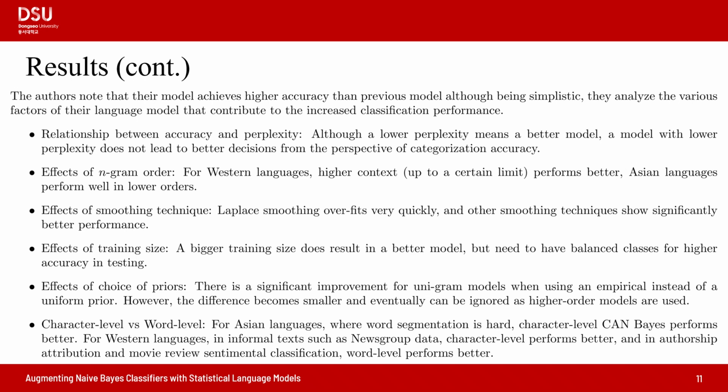And for character level versus word level, for Asian languages where word segmentation is hard, character level performs better. And for Western languages, in informal text such as newsgroup data, character level performs better. But in authorship attribution and movie review sentiment classification, word level performs better. Usually with higher n-gram word levels as well.